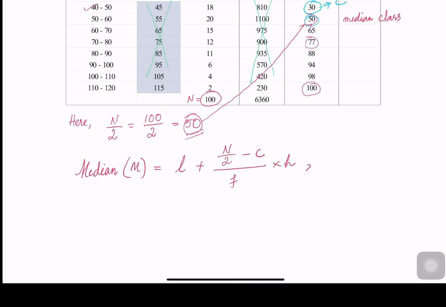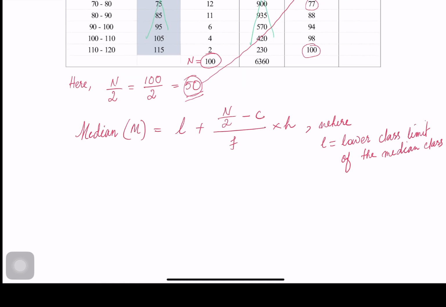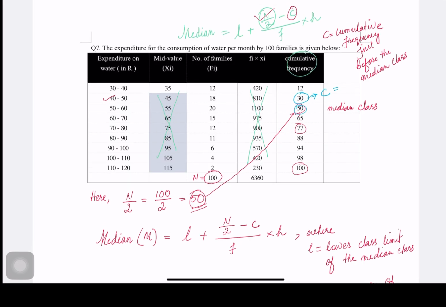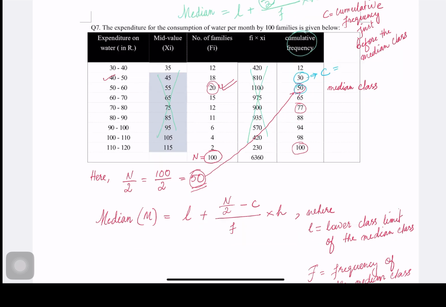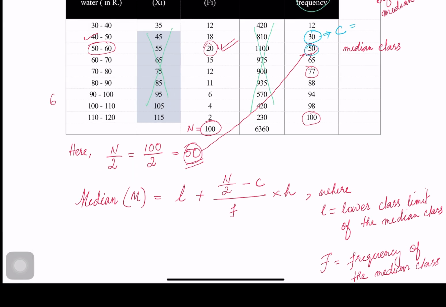Let me repeat all the formula again, where L equals the lower class limit of the median class. C I have told before. F, what is our F? F is the frequency of the median class. Now let's see which one is our F. This 20 is our F. So F equals 20. Next, we have H. What is the width of this class? 60 minus 50, we have 10. So the width of the class, H, equals 10.